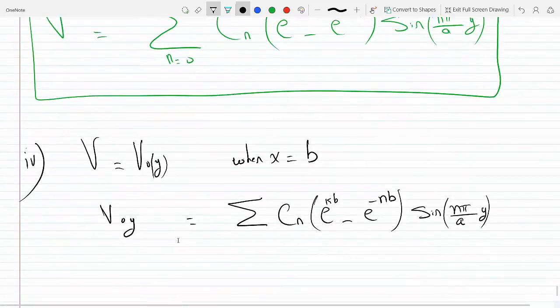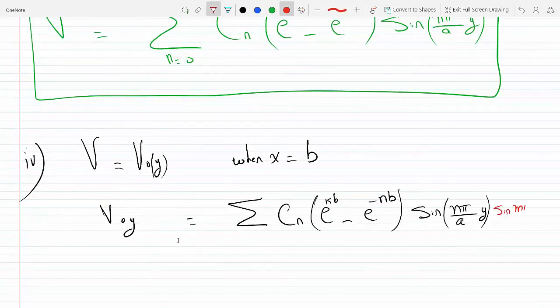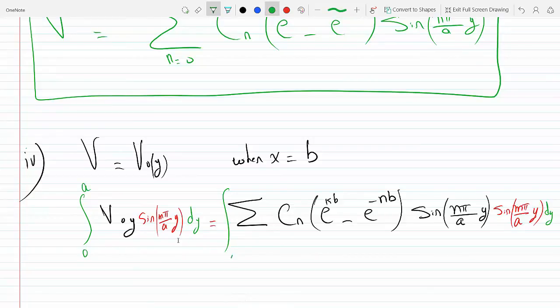Okay, and now comes the Fourier trick, where I multiply both sides of this with sine of m pi over a y, here and here, and I integrate both sides with respect to y, dy, from 0 to a.